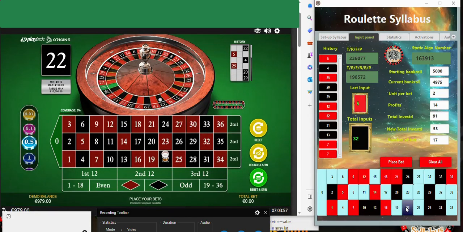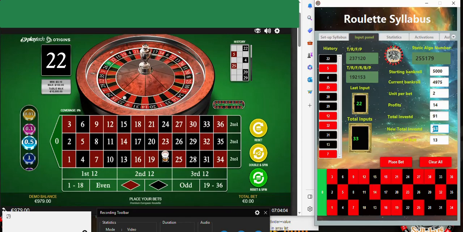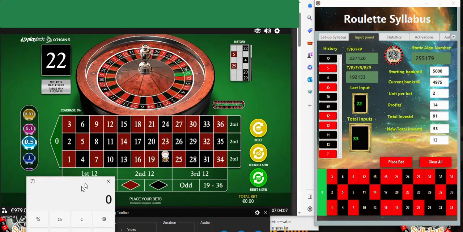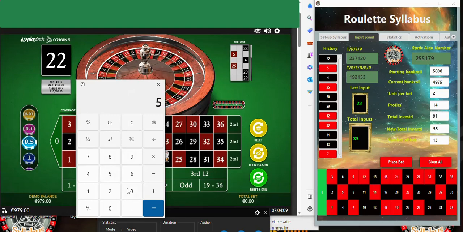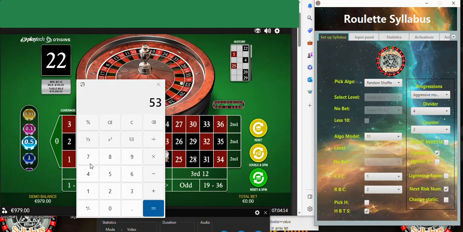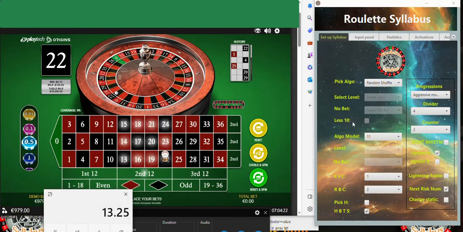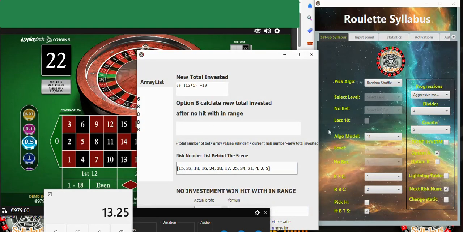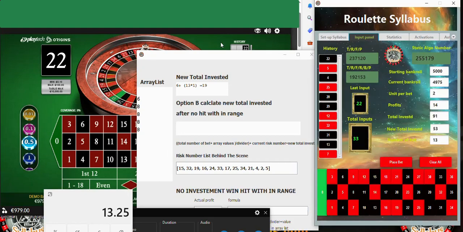53. Now, since it's 53, if I go to divide 53 by the divider number, which is 4, that means it's 13. 13 is quite normal. Good. So the divider number is not going to be changed. This amount is going to be stored under here, 13, 13, 13. You will see. So let me spin one more time. I will rebet clear. And I will spin.